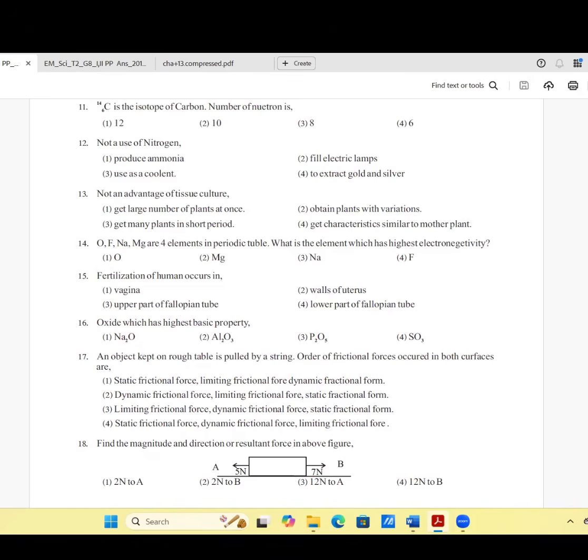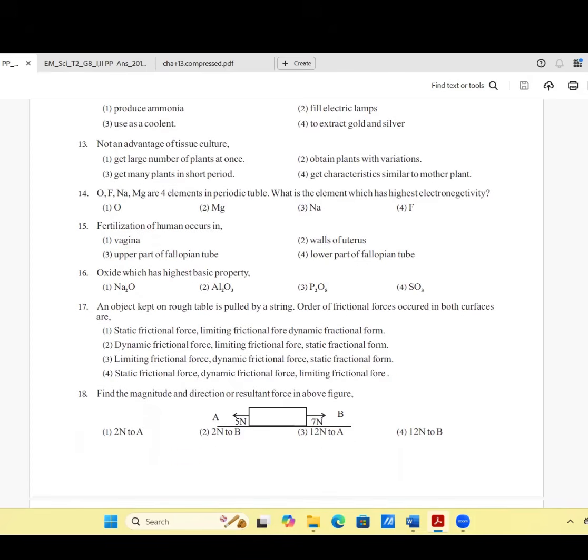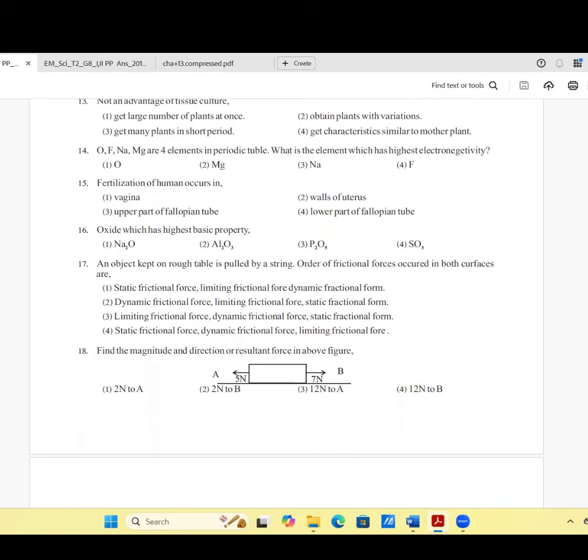Number 14. Oxygen, fluorine, sodium, magnesium are 4 elements in the periodic table. What is the element which has the highest electronegativity? Answer 4, fluorine. Fluorine is the most electronegative element in that group. 15. Fertilization of humans occurs in answer 3, the upper part of the fallopian tube. 16. Which oxide has the highest basic property? Answer 1. Sodium oxide is strongly basic.